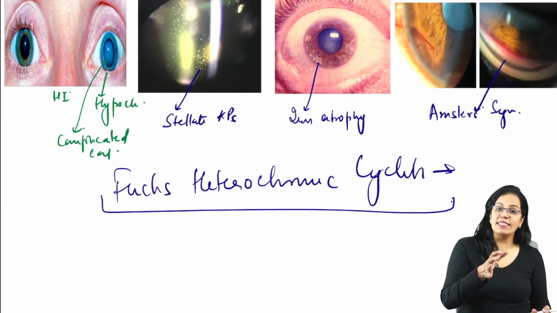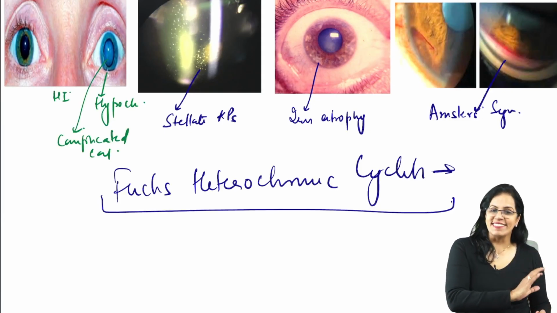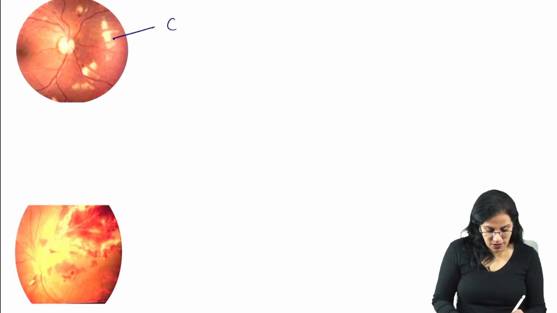So in both the cases, the aim of the treatment is to manage the complications, right? Okay. We come to the next slide. You can see multiple cotton wool spots here. So we are looking at HIV microangiopathy.